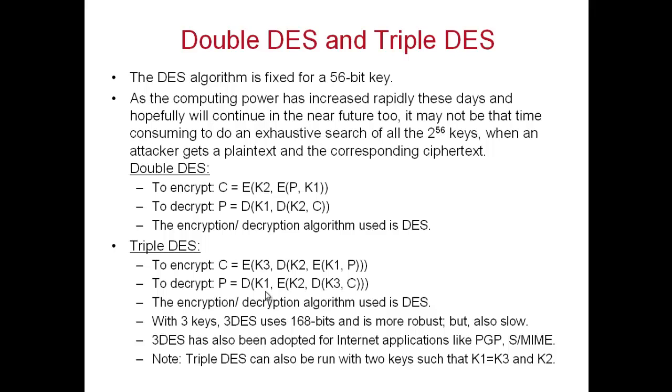It is used in several internet applications like email security protocols such as PGP and S/MIME to provide email security. Also, we don't need to have all the 168 bits be different, the K1, K2, K3 could be related to each other. So we could have something like K1 equals K3, with K2 different, and that is okay.